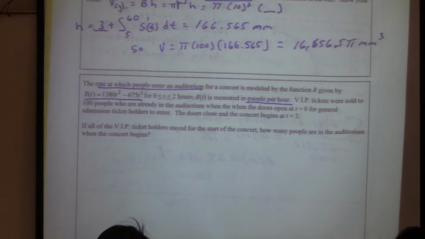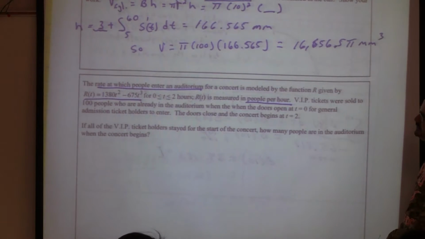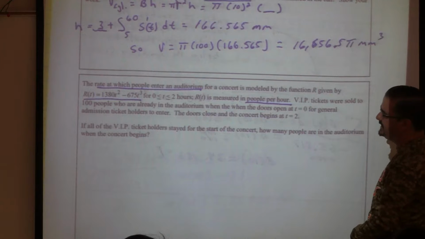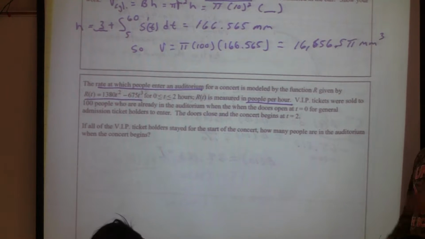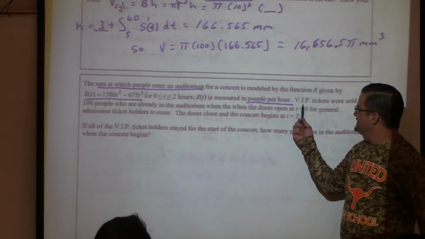Hour. Now they said VIP tickets were sold to 100 people who are already in the auditorium when the doors open at t equals 0 for the general admission ticket holders. So I'm already inside. Sorry guys. So if I'm already inside, it means I'm a what? Yeah. I'm a VIP, you know what I'm saying?